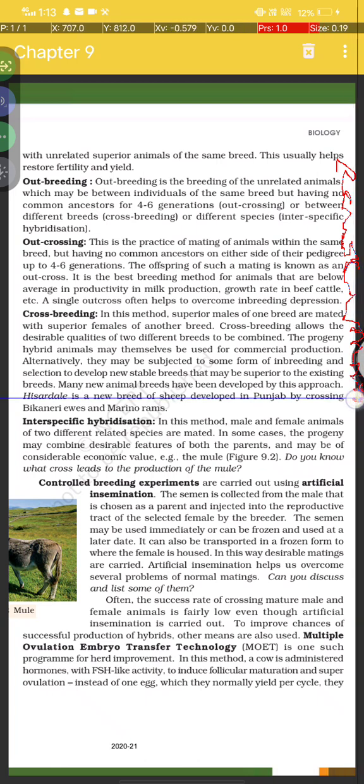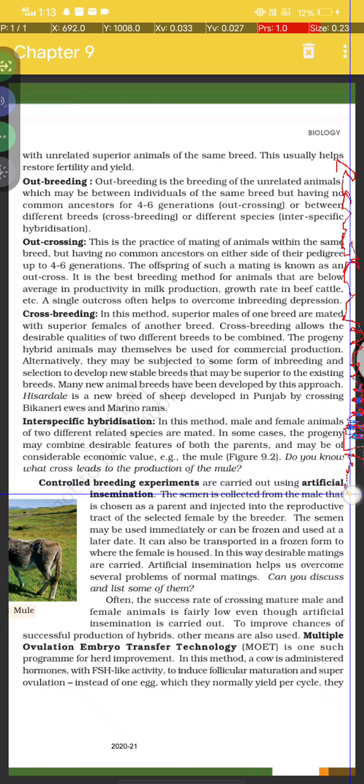Hisardale is a new breed of sheep developed in Punjab by crossing Bikaneri ewes and Marino rams. Okay, and now interspecific hybridization. In this method, male and female animals of two different related species are mated, and in some cases the progeny may combine desirable features of both parents and be of considerable economic value. Example: mule, Figure 9.2 shows it, okay. Do you know what cross leads to the production of a mule?